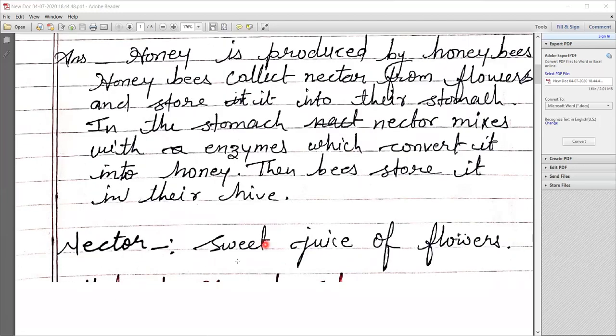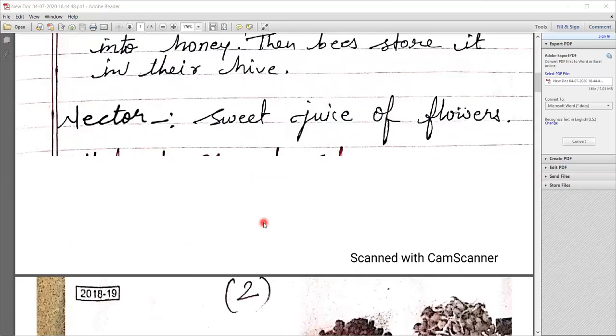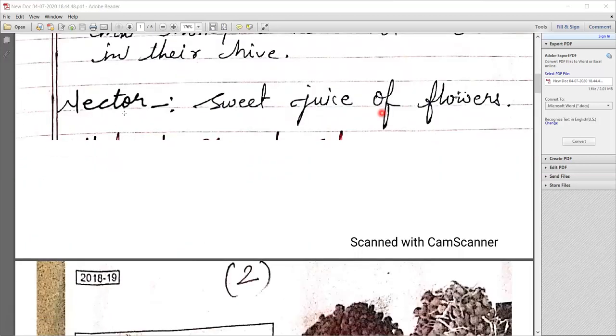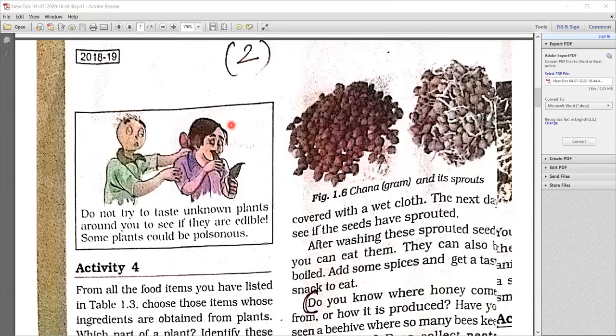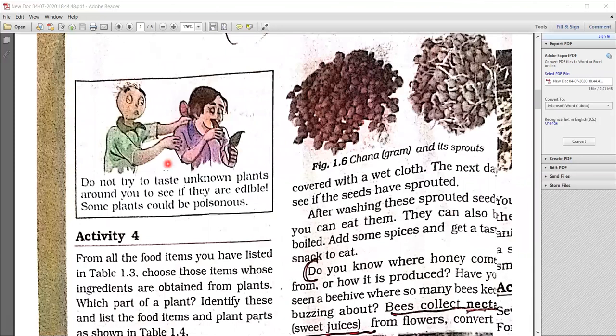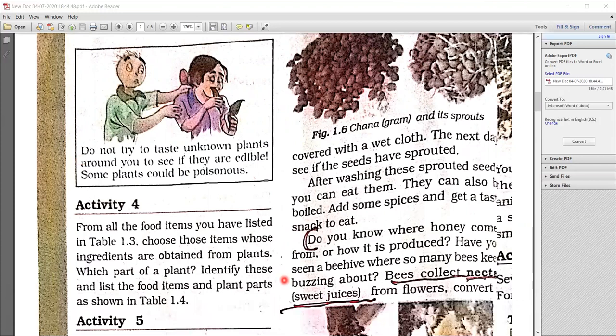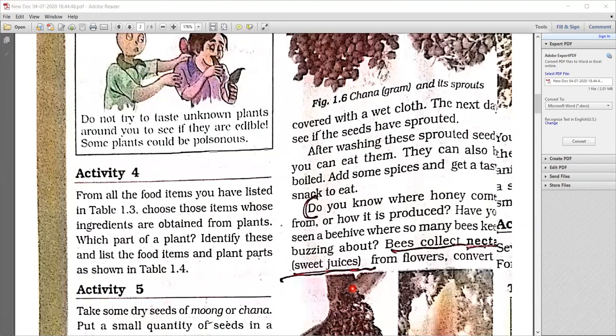Here I have used one word, nectar. What do you mean by nectar? The sweet juice of flowers is called nectar. Here in your book also, on page number 2, it is mentioned how honeybees produce honey: how they collect the nectar from the flower, how it is stored in the stomach, how it mixes with the enzyme and is converted into honey.